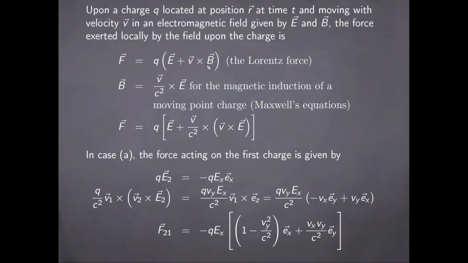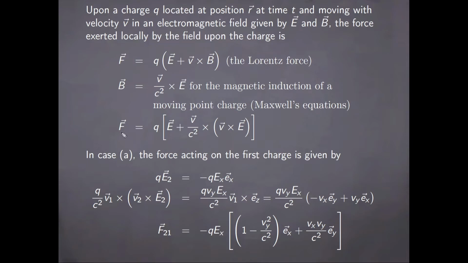Now, in the situation where the magnetic induction is due to the presence of another charge being located somewhere in space, then from Maxwell's equations it can be shown that this magnetic induction vector is equal to 1 over c squared, where c is the speed of light in vacuum, multiplying the cross product between that second charge's velocity and electrical field. And as such, the Lorentz force has the expression here, where we need to be mindful of which vectors belong to which charge.